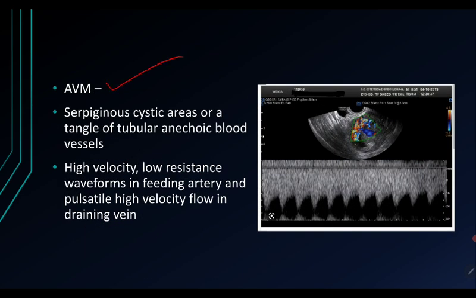Then AVM, how to differentiate: serpiginous cystic spaces or a tangle of tubular anechoic blood vessels. You can see the tangle of tubular anechoic blood vessels. If you do Doppler, there will be a high velocity, low resistance waveform in the feeding artery, and pulsatile high velocity flow in the draining vein. That is the sign of AVM.